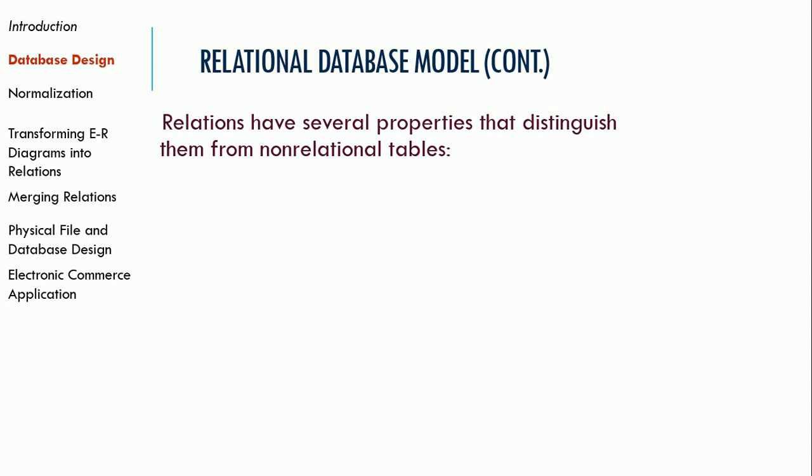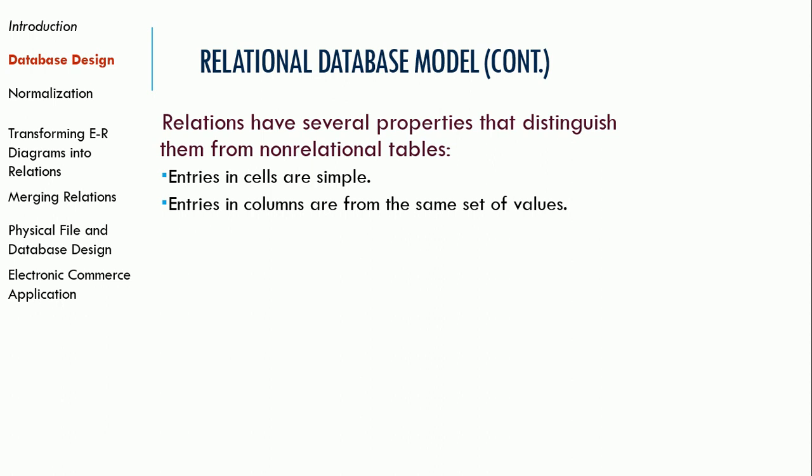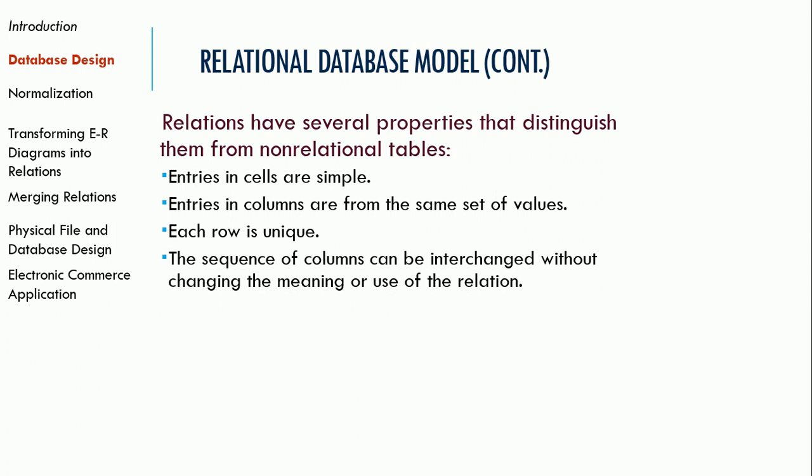So relations have several properties that distinguish them from non-relational tables. Entries in cells need to be simple. Entries in columns are from the same set of values or fields, and each row must be unique. So if you're thinking about Excel, every row in Excel would have to be unique in order to meet the relational database model. And a sequence of columns can be interchanged without changing the meaning or use of the relation. So in Microsoft Excel, you can't really change the columns around, but in a database, we can. In a database, the order of the columns is meaningless. It doesn't really change the meaning of the data.